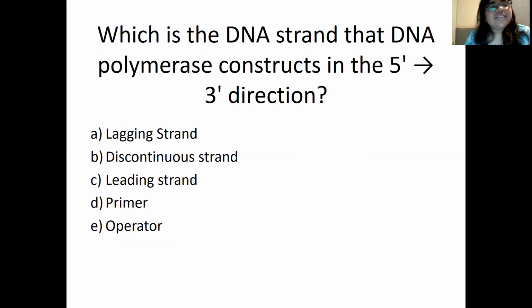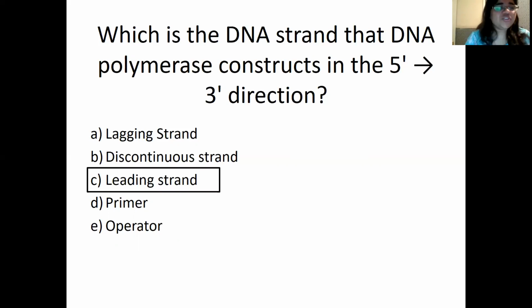Which is the DNA strand that DNA polymerase constructs in the 5' to 3' direction? So which strand is this guy? Leading strand, right? If it's the opposite direction, from 3' to 5', it's the lagging strand. Okay?